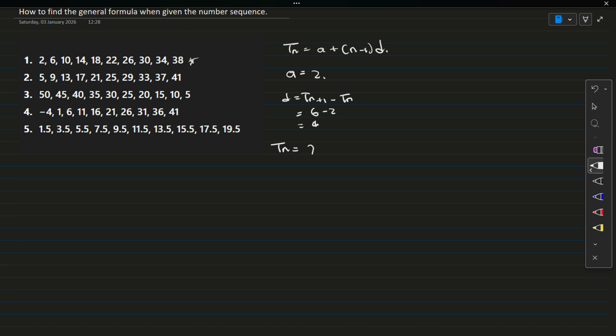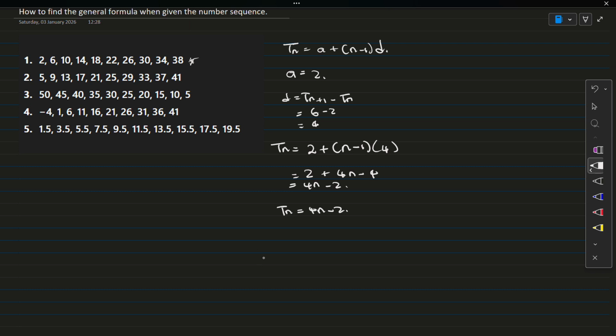Then you simply substitute it into your general equation, which means Tn is equal to, what is your a? Your a is 2 plus (n minus 1). Then your difference is what? It's 4. Then you're going to have 2 plus 4 multiplied by n, which is 4n, 4 multiplied by negative 1, which is negative 4. Then you're going to have 4n. You just rearrange it: 2 minus 4, which is negative 2. Your general equation for this first pattern is 4n minus 2.